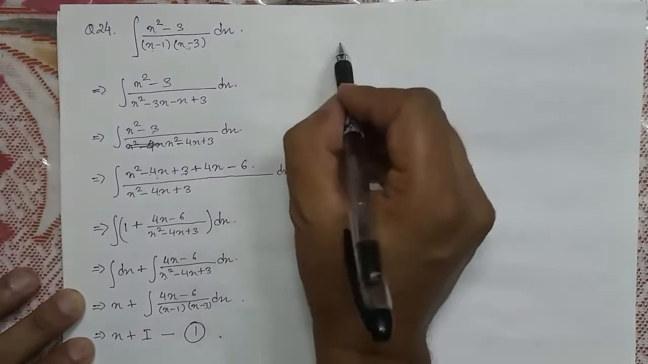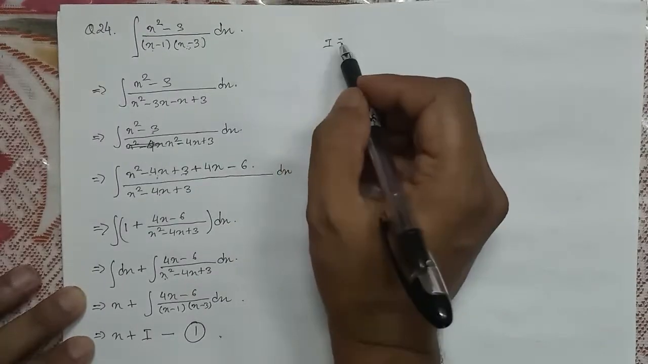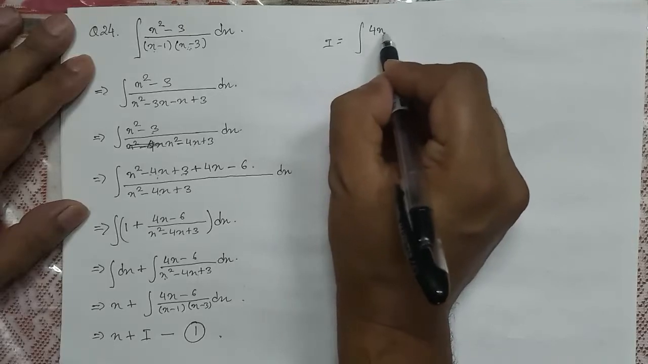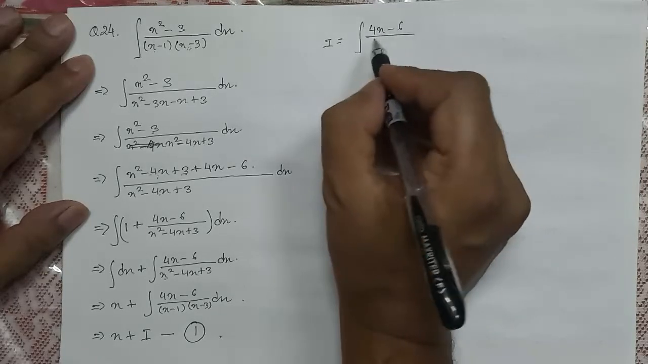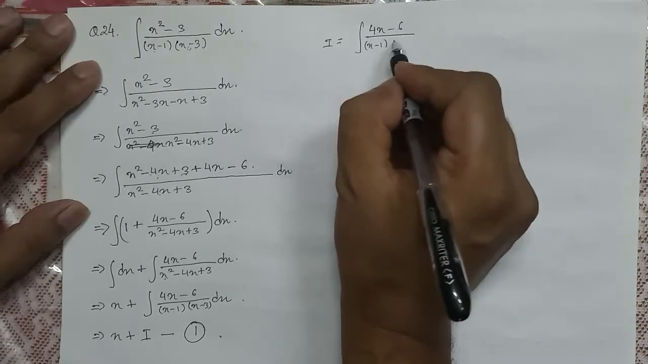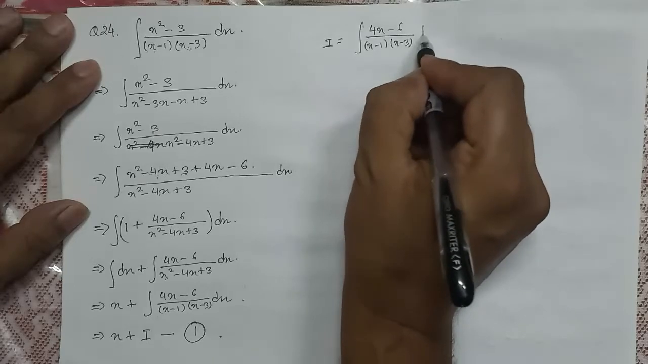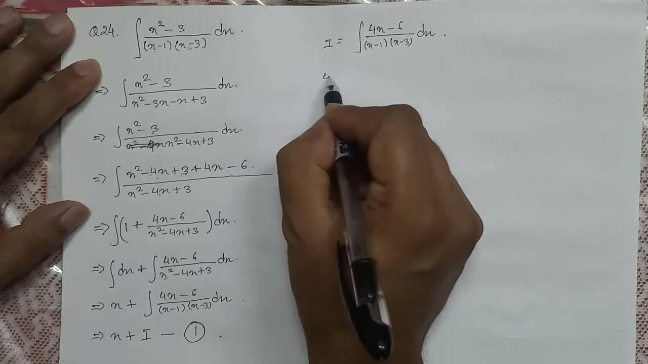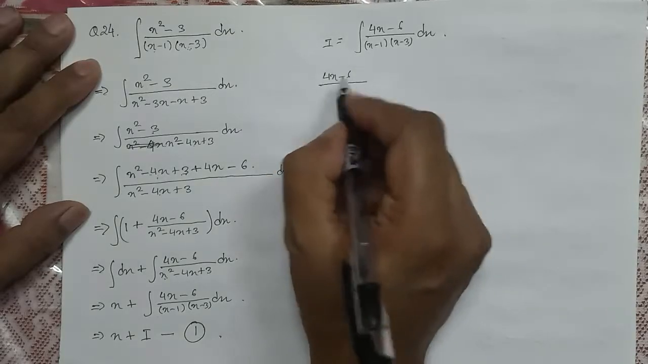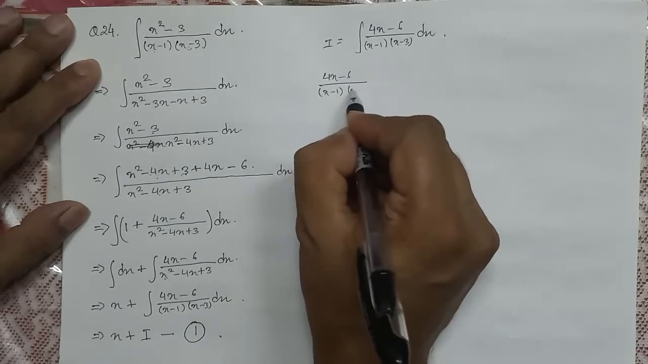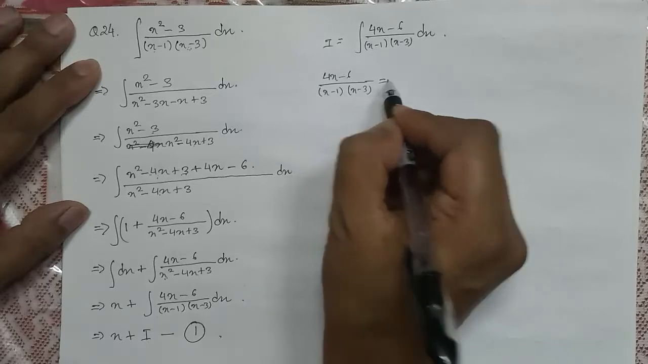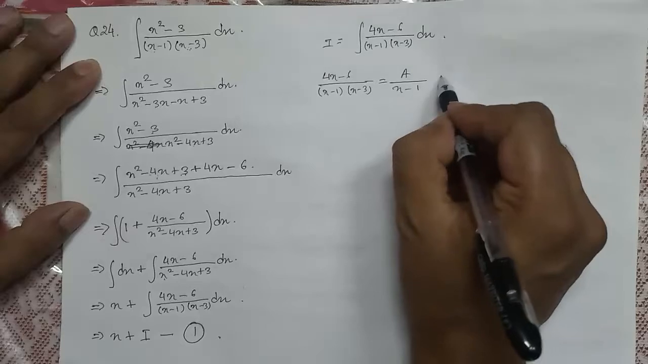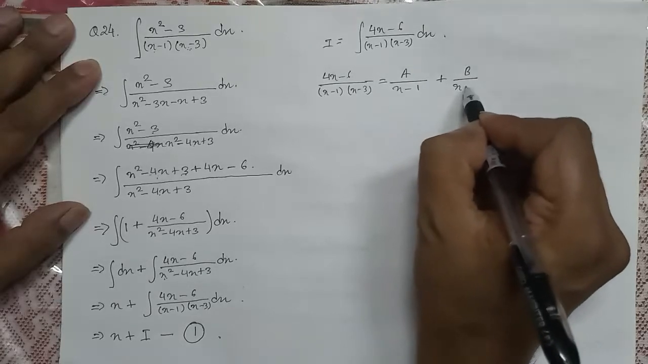Now I is equals to 4x minus 6 over x minus 1 into x minus 3 dx. Now then use partial fraction. Then it is 4x minus 6 over x minus 1 into x minus 3 equals to a over x minus 1 plus b over x minus 3.